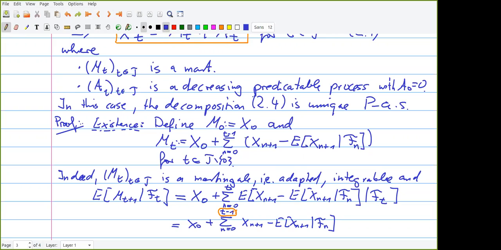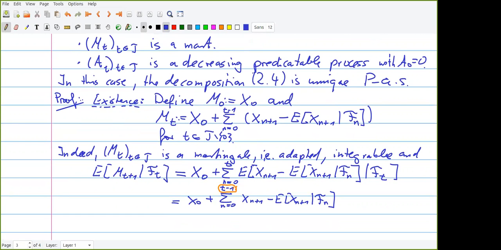And now we have the term left, which is the last summand. So that's X_{t+1} minus the conditional expectation given F_t. Okay. Let me use another line.